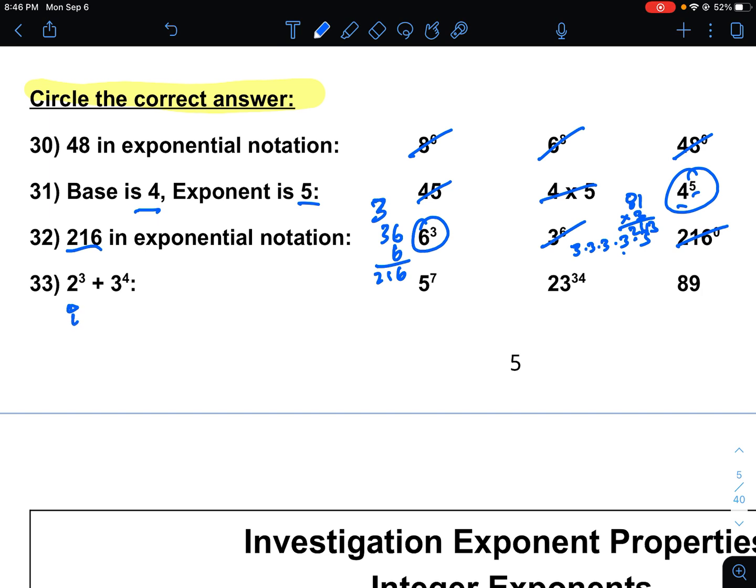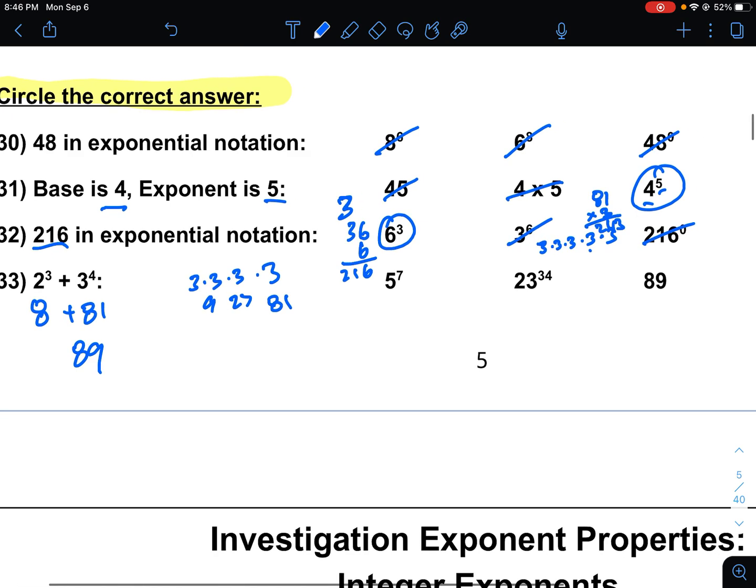2 to the third is 8. 3 to the fourth is, I have no idea. I just figured it out. 3 times 3 is 9. Times 3 again, which is 27. Times 3 again, which is 81, I believe. Yep. So 8 plus 81. Well, that equals 89, I believe.